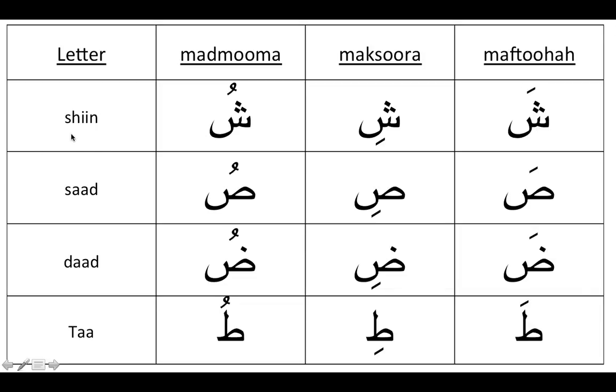Next we have the letter sheen. This is the sheen maftooha. So sheen maftooha sha, sheen maksoora shi, sheen madmooma shu, sha, shi, shu.